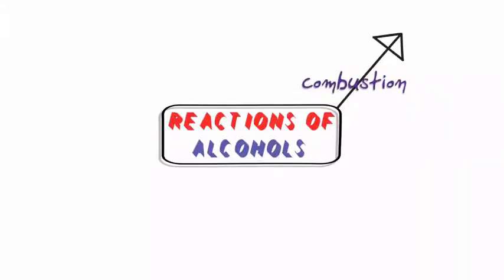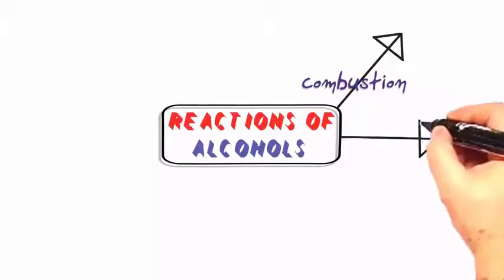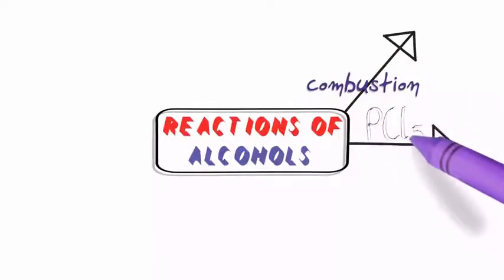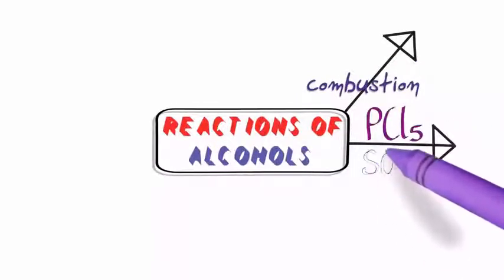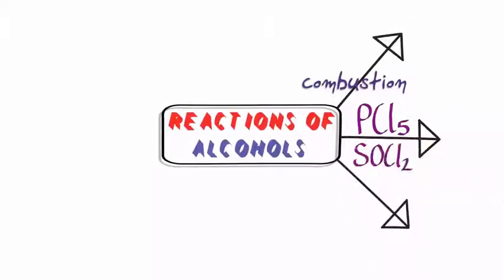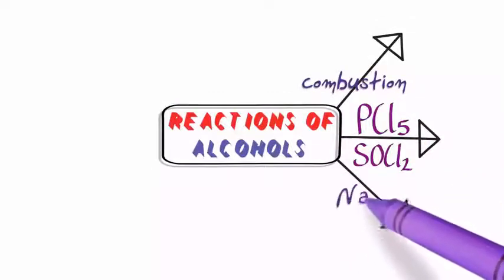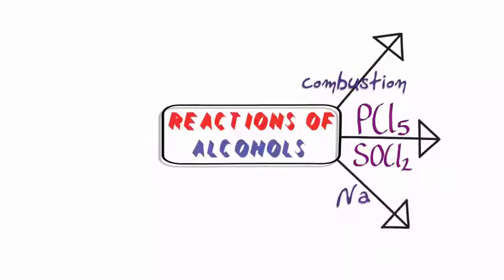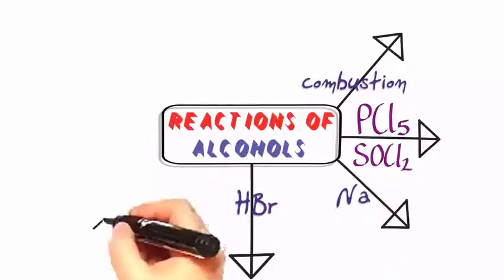I'll take a look at the reaction of alcohols in combustion reactions, both complete and incomplete combustion. I'll look at its reaction with chlorinating agents, both phosphorus pentachloride, PCl5, and thionyl chloride, SOCl2. I look then at the reaction of alcohols with sodium, specifically ethanol with sodium to form sodium ethoxide and hydrogen. I'll take a look at the reaction of alcohols with hydrogen bromide in nucleophilic substitution.